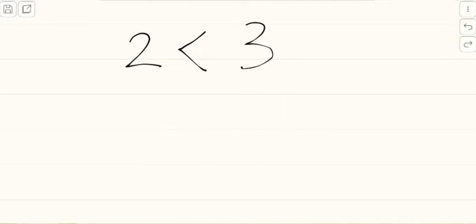Let's look what happens if we multiply by a negative number. Let's multiply both sides by minus 2. So 2 times minus 2 is minus 4, and 3 times minus 2 is minus 6. Now we have a problem because minus 4 is not less than minus 6. So actually what you would need to do here is change the sign like this. However, to be honest, we can get around this by never actually having to multiply by a negative number.